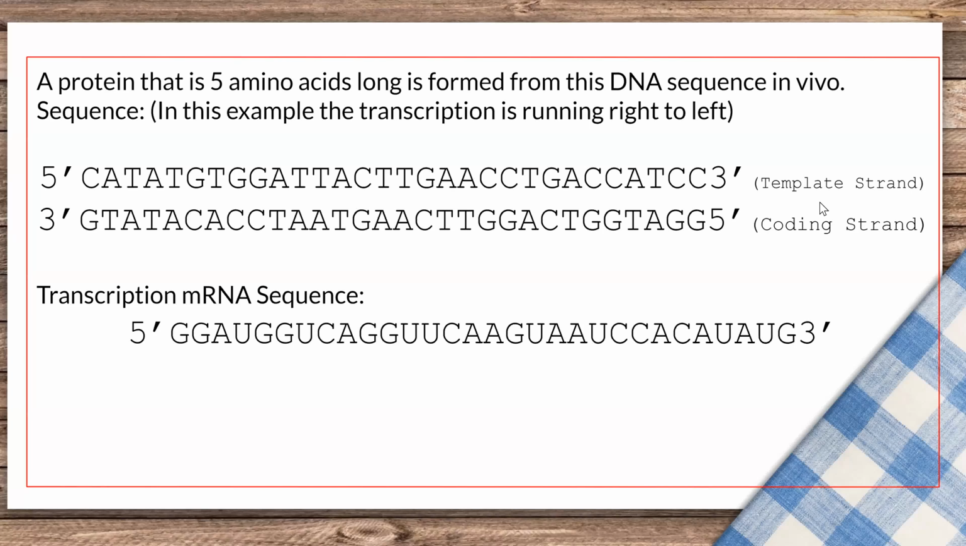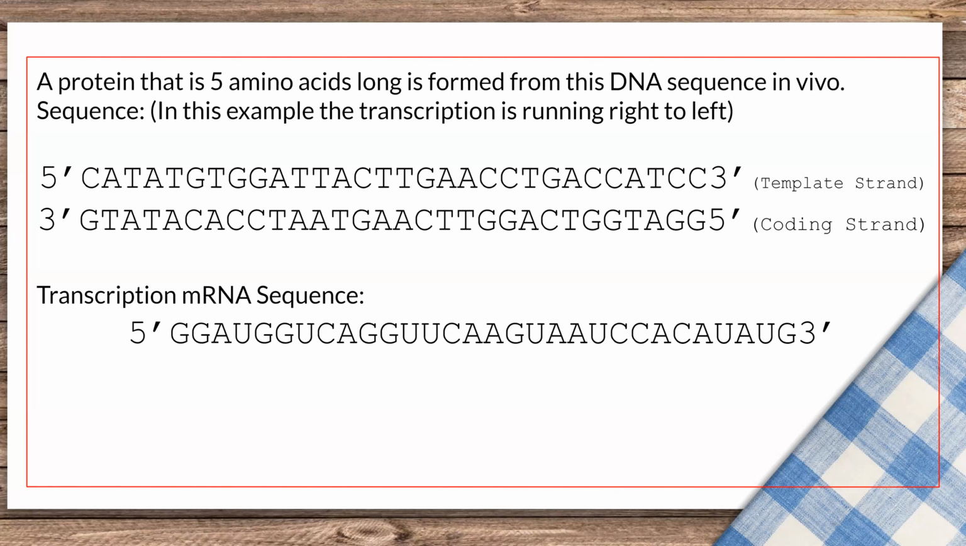Prompt 1. For prompt 1, we wanted to look at a protein that's 5 amino acids long and is formed from this DNA sequence in vivo. In this example, we see that the transcription is running from right to left. First, we wanted to establish the coding and template strand.